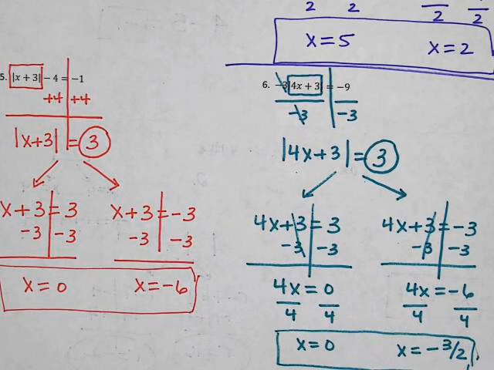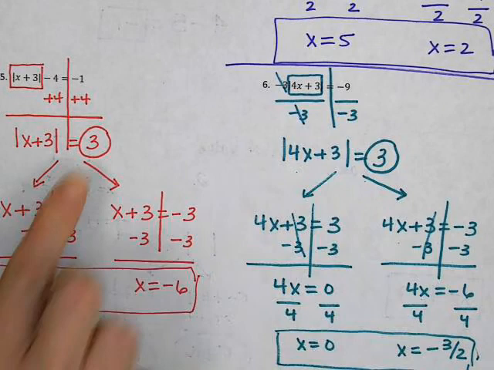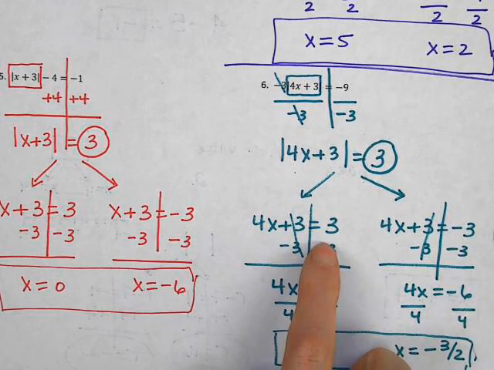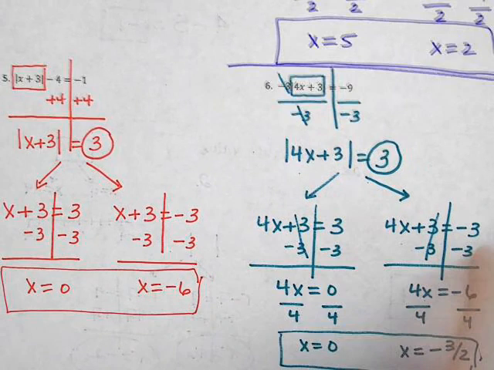Okay, so a little recap for anybody still watching. When you solve, you isolate and then set up two equations, one equal to the positive version of this number and one equal to the negative version of this number.